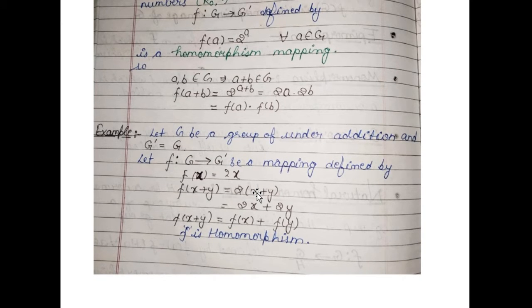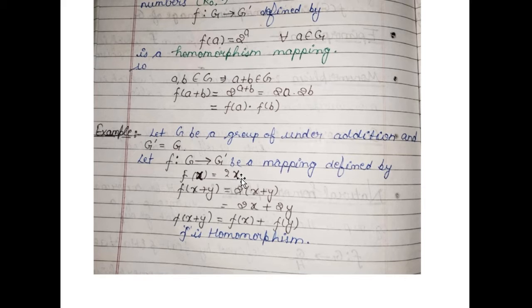One more example I am going to take. For this, you have to take G to be the group under addition, and we take G dash equal to G. So this is a mapping from G to G dash. You can say it is from G to G, which is different.